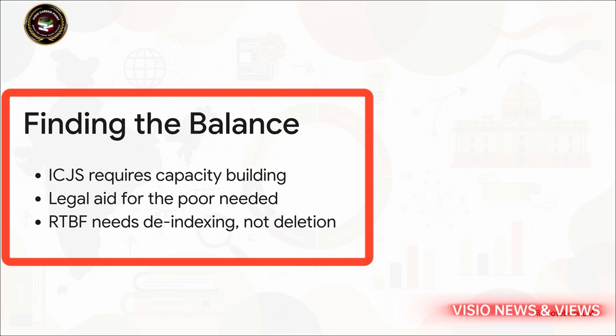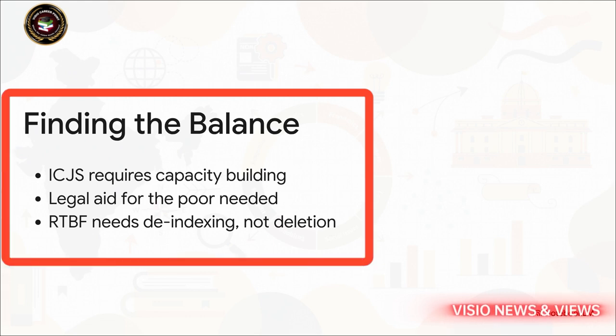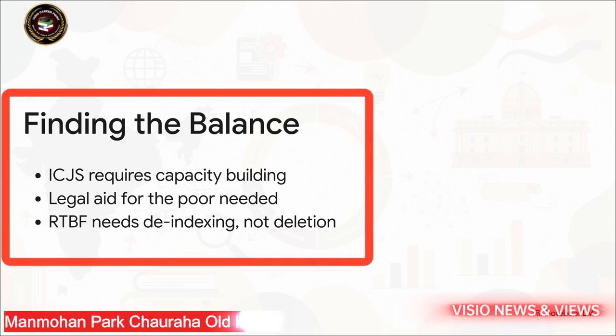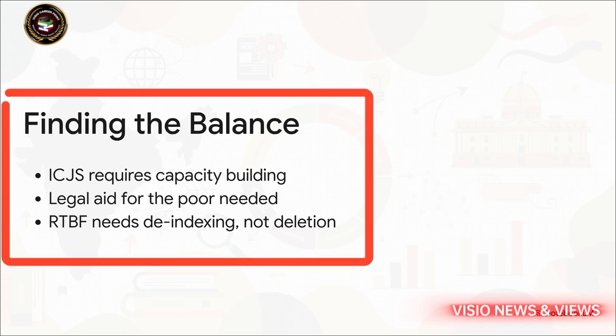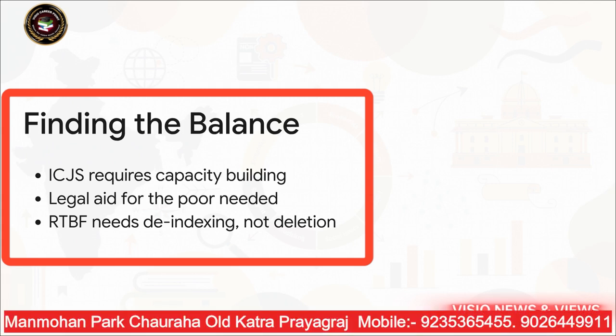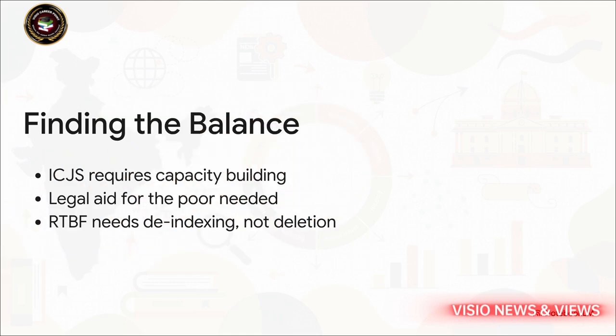For the ICJS, the efficiency gains are absolutely real, but listen, without massive capacity building for judicial staff and legal aid for the poor, digitization actually risks becoming exclusionary. We desperately need people-centric policing, exactly as the Second ARC emphasized. Now, for the right to be forgotten, a balanced approach relies on de-indexing from search engines, which is what the Sri Krishna Committee recommended, rather than just the outright deletion of historical judicial records.